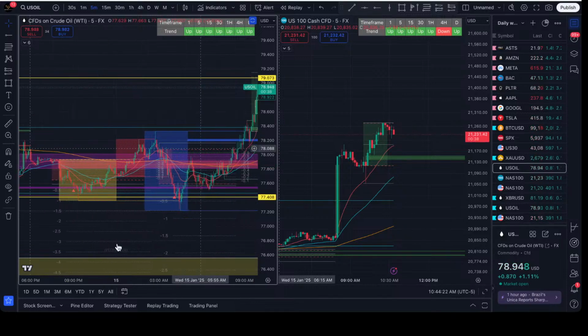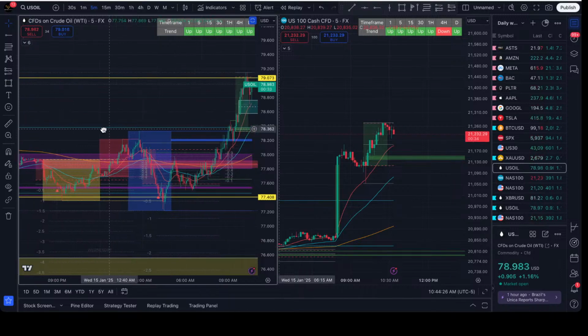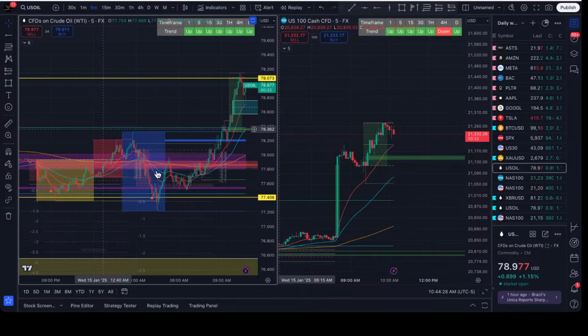But when you're using it on its own, first you isolate, figure out if it's a buy model or sell model.